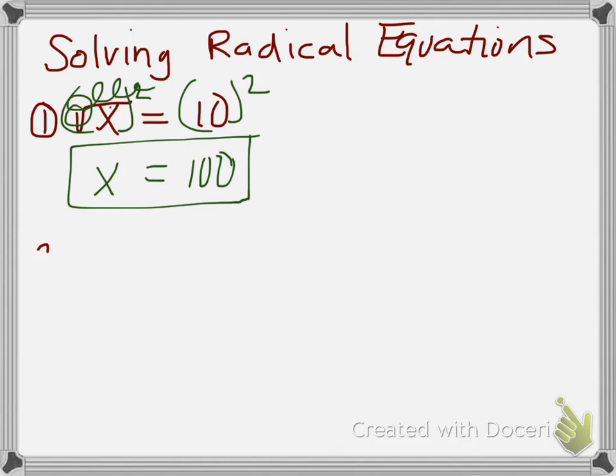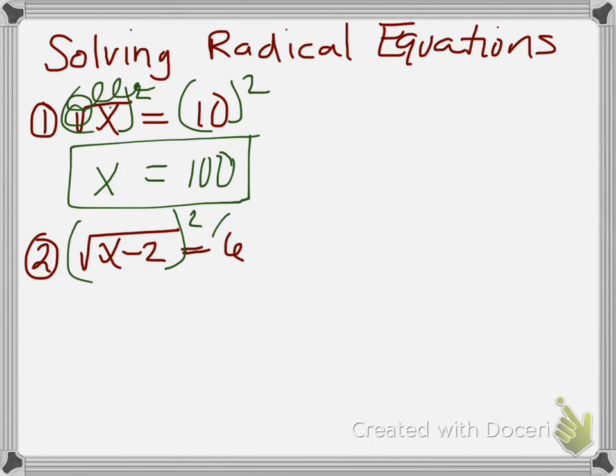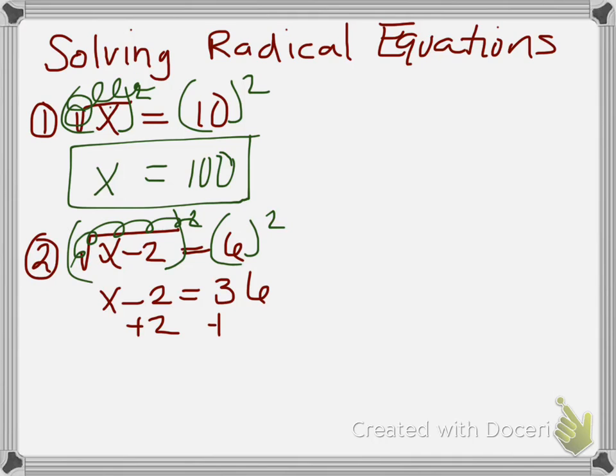Now let's look at problem number 2. In problem number 2, we have the square root of x minus 2, which equals 6. Once again, we're trying to get rid of the square root, so we square both sides. Once we do that, we have x minus 2 equals 6 squared, which is 36. In order to solve for x, I need to get rid of the negative 2, so I must add 2 to both sides. And 36 plus 2 equals 38.